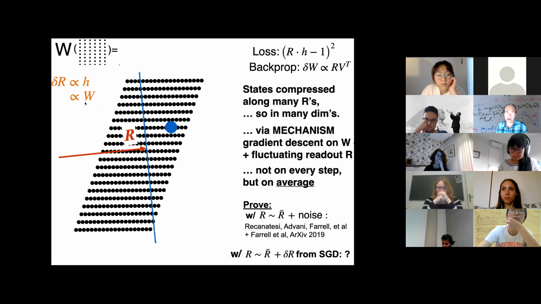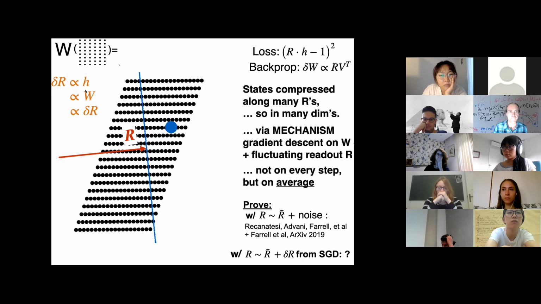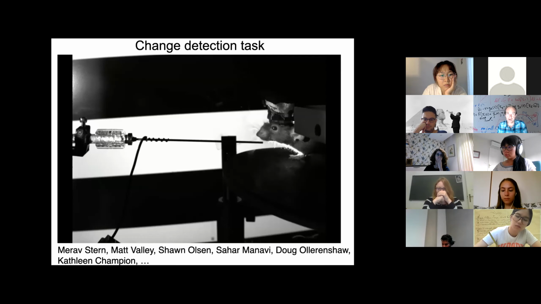As we just saw, the changes in R on the next time step will be proportional to the changes in W, and the changes in W will be proportional to the changes in R, as we saw on the previous slide, where the updates to W were always rank 1 updates in the direction of R.